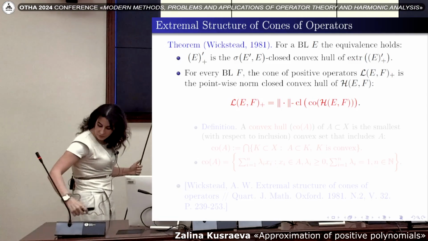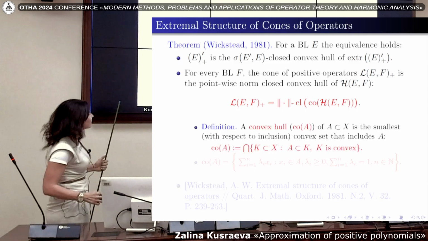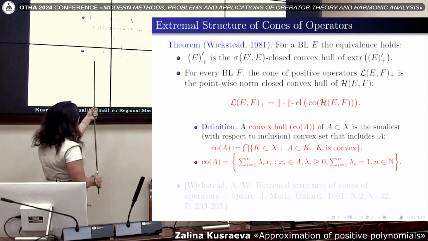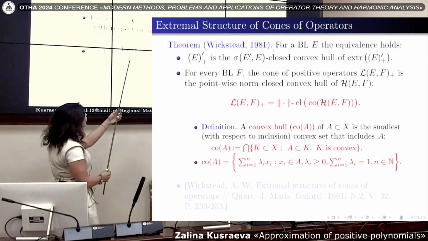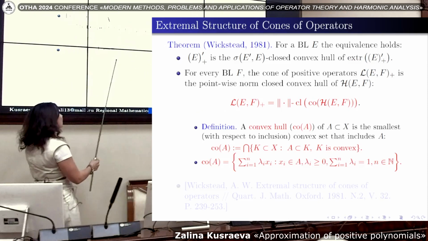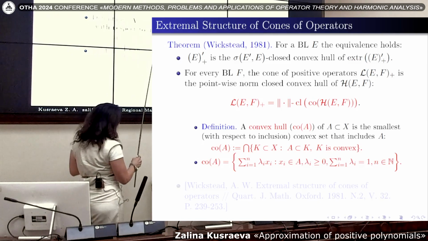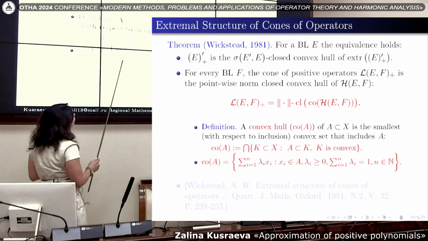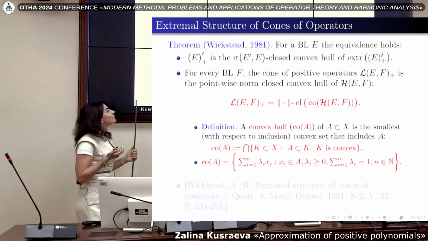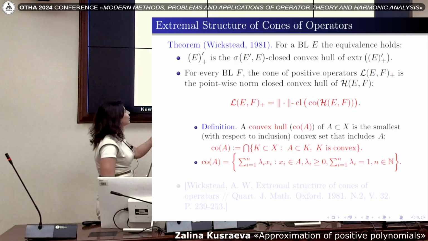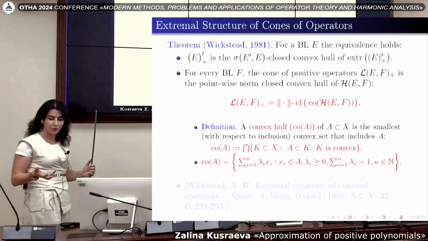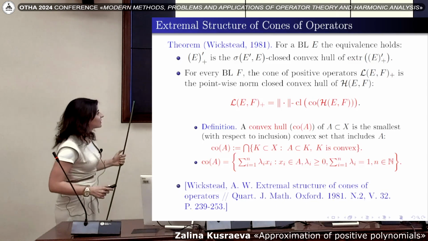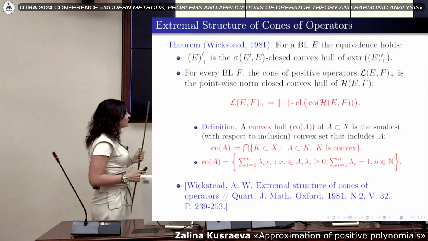And now I have to define what a convex hull means. Let me just say that the convex hull of a set A can be written like this; this expression is called a convex combination of the elements of A. A convex combination can be substituted with a linear combination in the case when A is a conic set, or cone. This result was obtained by Wickstedt, as I said, in 1981 in this paper.